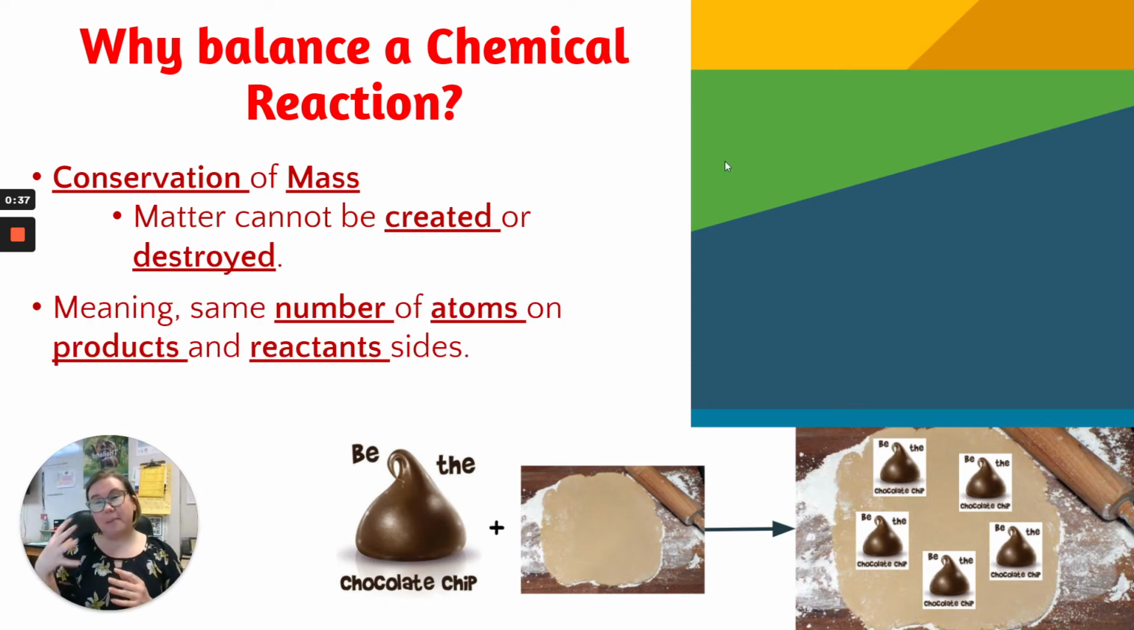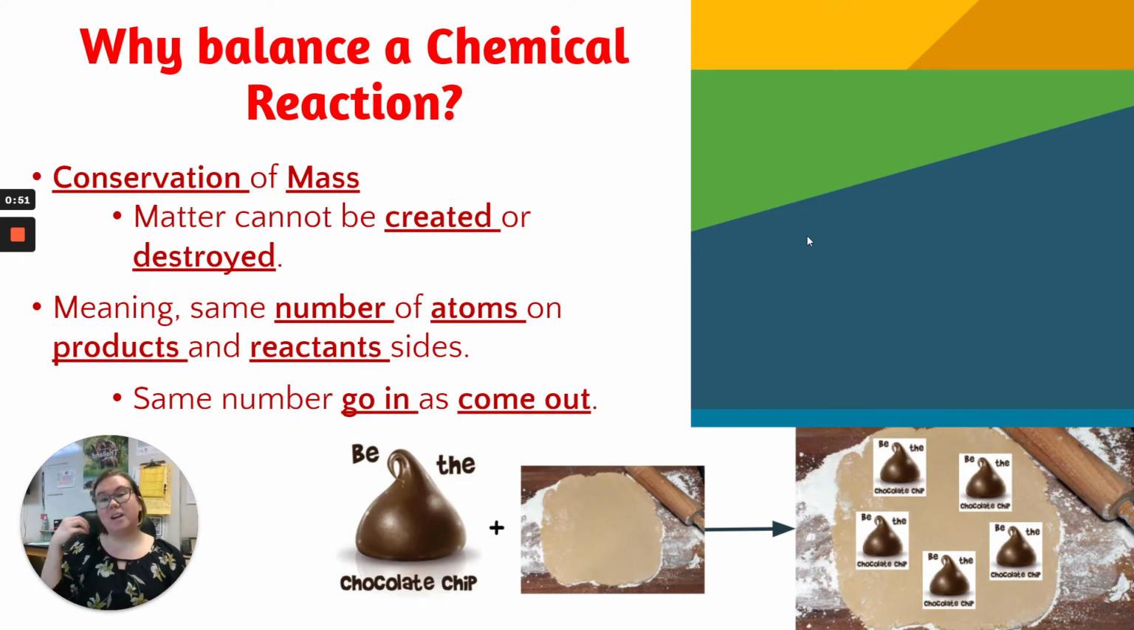So this means that the same number of atoms need to be on both the product and the reactant sides. Got to have the same number of atoms, okay? So the same number of each element on each side. In other words, the same number needs to go into the reaction as comes out of it.